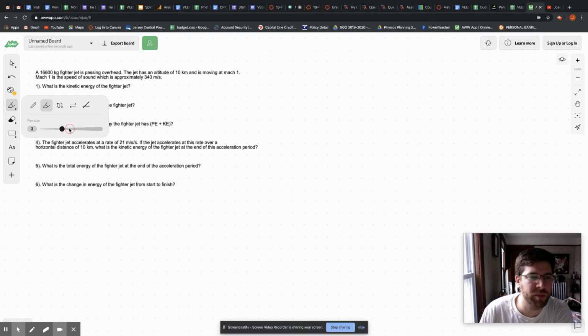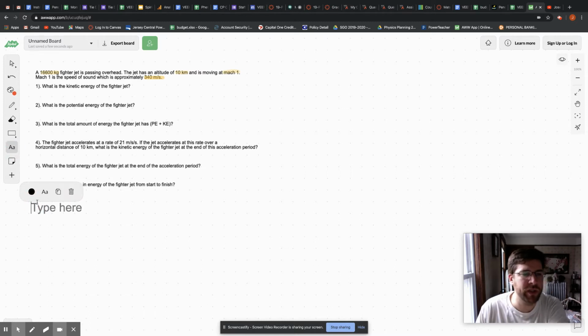Alright, so with this problem, it says a 1660 kilogram fighter jet is passing overhead. The jet has an altitude of 10 kilometers and is moving at Mach 1. It further goes on to tell you that Mach 1 is the speed of sound, which is approximately 340 meters per second. All right, so the first thing we want to do here is take our givens and list them down.